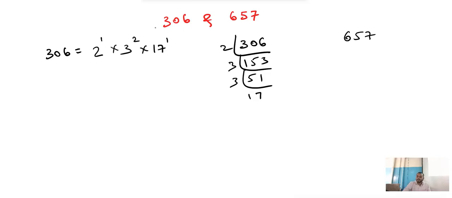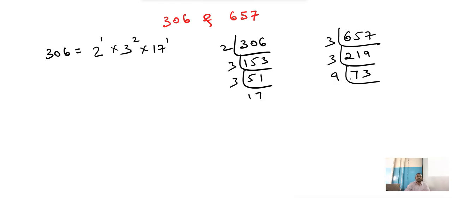And then 657. Last number is odd. 3. 3 2s are 6. 3 1s are 3. 3 9s are 27. 3 7s are 21. 3 3s are 9. 3 2s are 6. Remainder 1, 13. It doesn't go. So we have to try with the next number. After 3, which is the next odd number we have to try? Not 5, 7. 7 ones are 7. 3? No. Then try with 9.